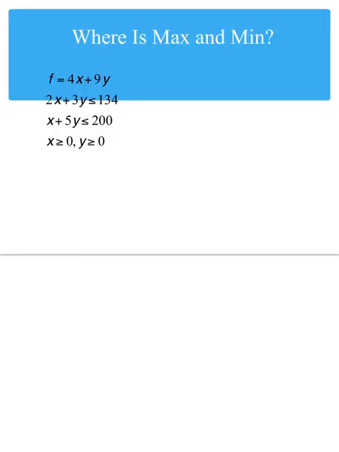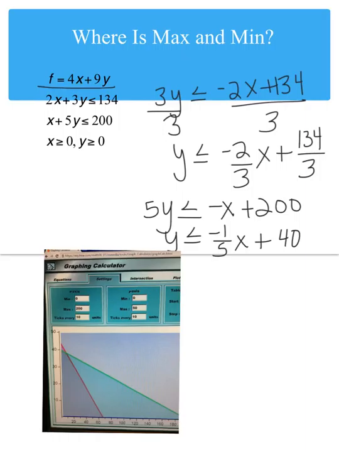Let's do another where we're figuring out where the max and the min are. So we have our function f equals 4x plus 9y, and for the constraints below you have to solve each of those for y. So here we have a graph of that feasible region. You can see again that we've got some points that we're interested in. We've got this one, this one, this one, and this one over here. So we need to figure out what those points are.